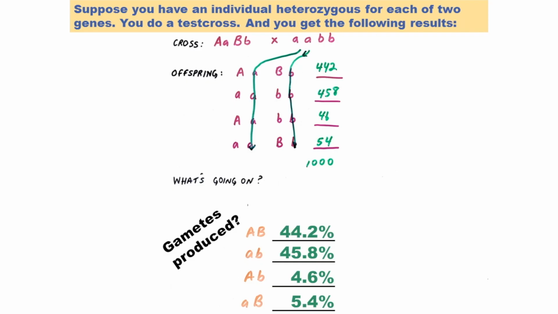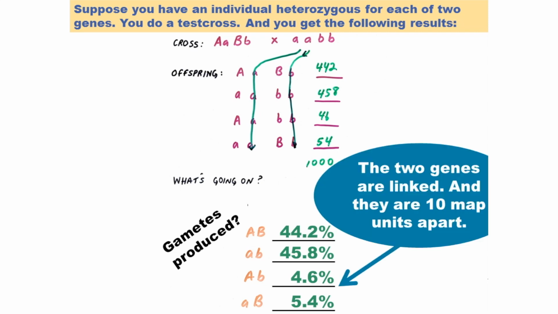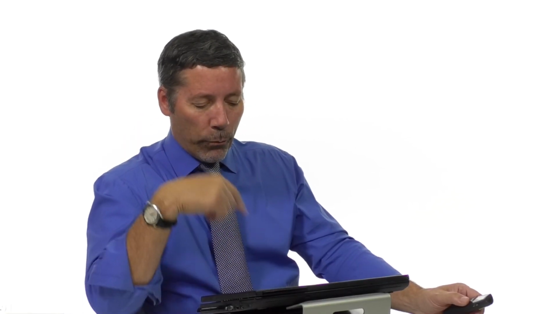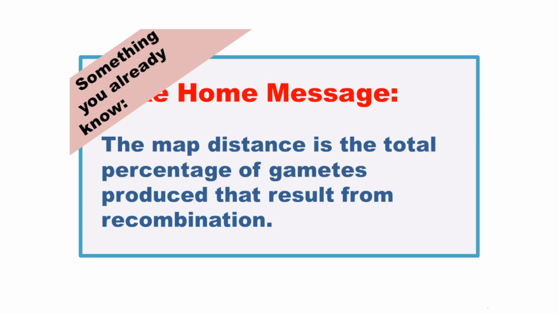We look at the crossover gametes, big A, little b, and little a, big B. And what do we get from those? We get about 10% of the total gametes instead of the 50% that we would get if they were not linked. So we know that they are 10 map units apart. We've already covered this, but it's just a refresher that when you look at the crossover gametes, the proportion of those is going to tell us how far apart they are. So that was a previous take-home message: map distance is the total percentage of gametes that result from recombination.